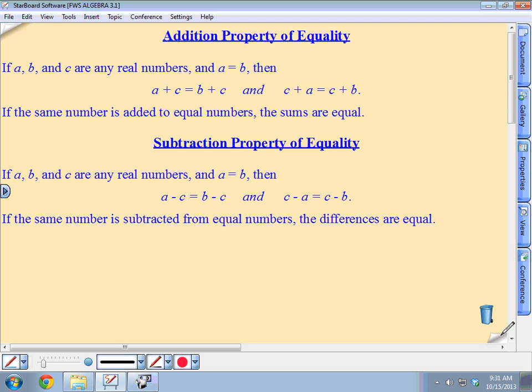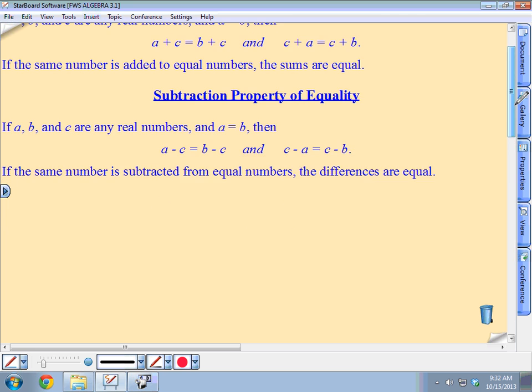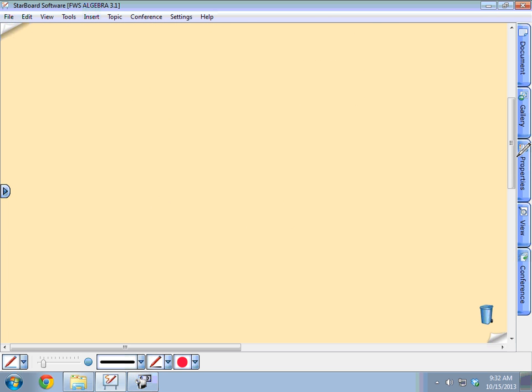So the addition property of equality says this. If A and B are equal, so let's start out and come up with some equal things. Give me a number, Hojin. Any number. Pick a number, any number. 3,065. All right, 3,065.